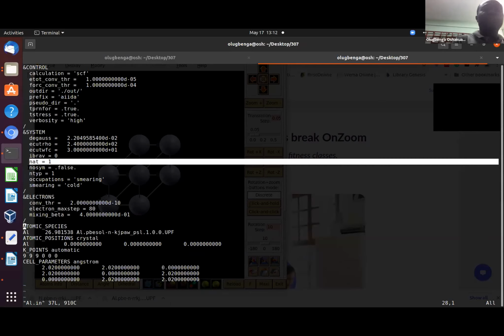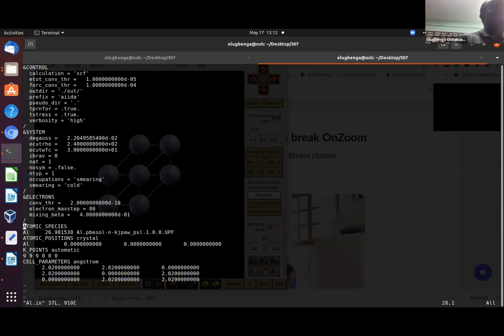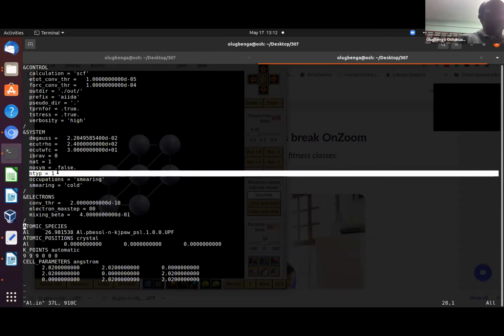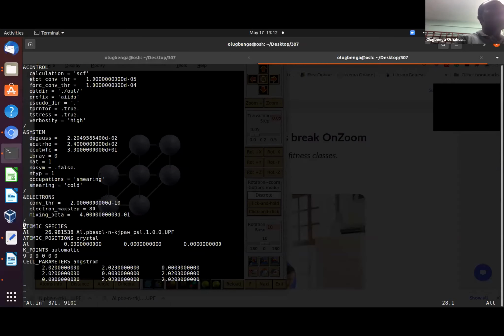Though I told you it is face-centered cubic. Face-centered cubic is conventional, but in the primitive cell, it is one. And we also have a number of atom types, which is two. So let's forget about every other thing here.